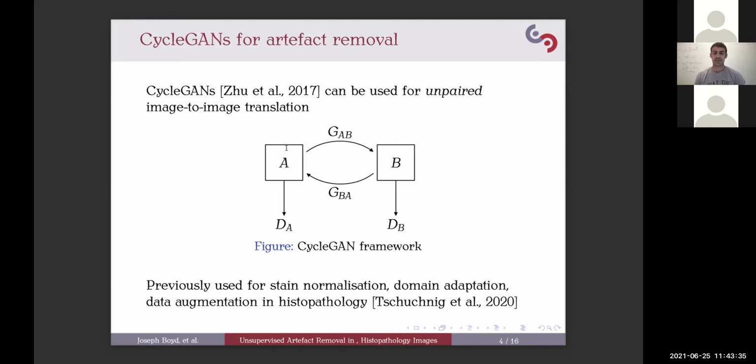The CycleGAN is an unsupervised model for unpaired image-to-image translation. We have 2 discriminators, each mapping from one domain to the other. And they have already shown various successes, including the one we've seen today. There's a very nice review from Tschuchnig, Gadermayr from 2020, showing the applications of CycleGANs to histopathology images.